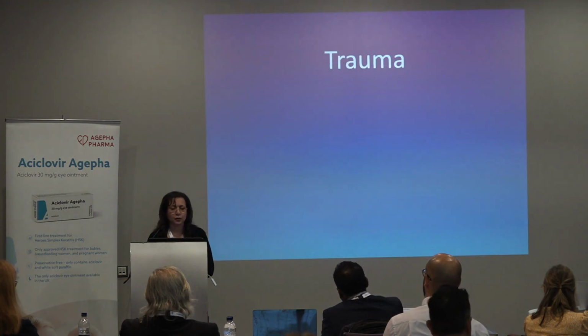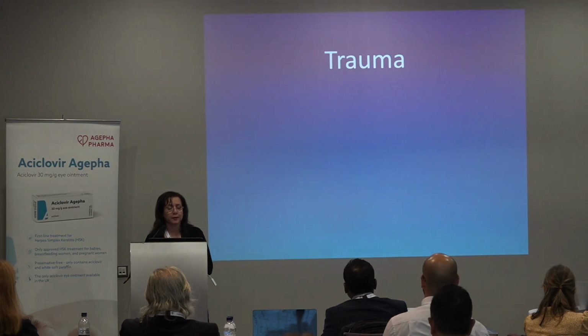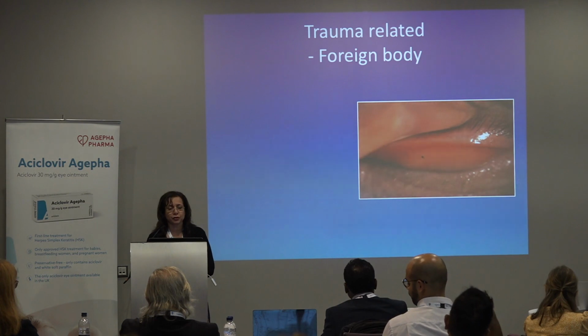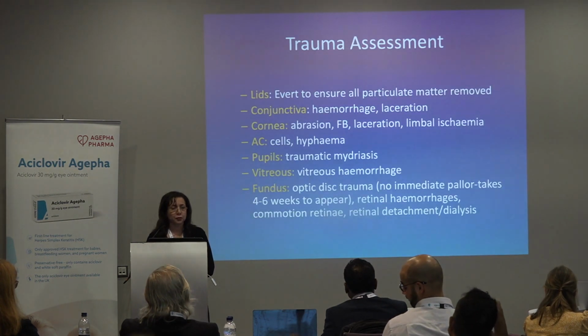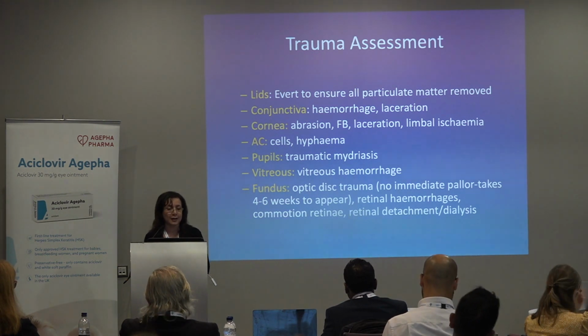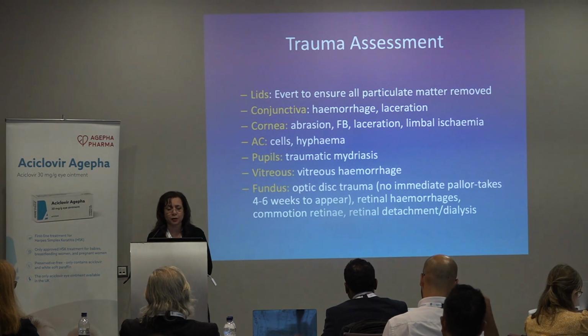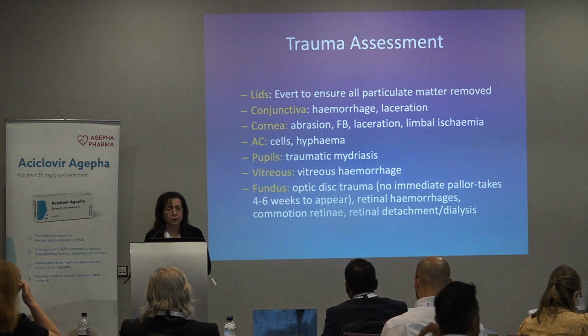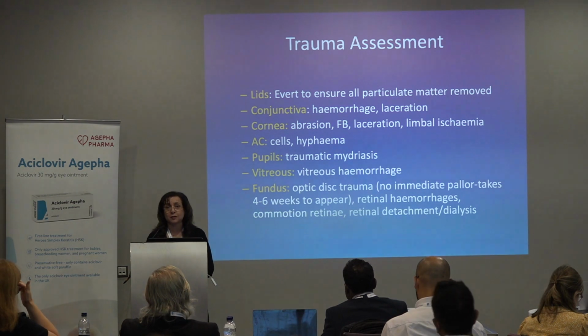So I'm not going to go through the cases. I'm just going to touch a bit about trauma. Trauma assessment is very important. If a patient comes with trauma, you really have to assess every aspect of the eye, look at the lids, evert them, look for any particulate matter, check the conjunctiva, is there a hemorrhage, is there a laceration? Sometimes conjunctival hemorrhage can mask a globe rupture, so that's very important, or can mask a foreign body.